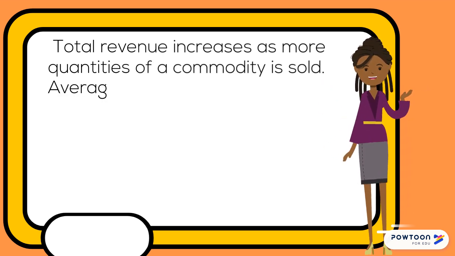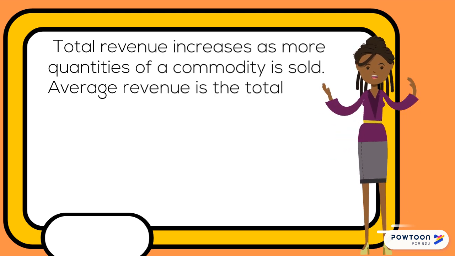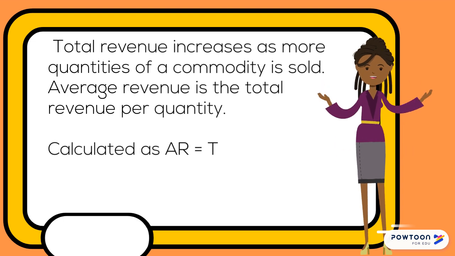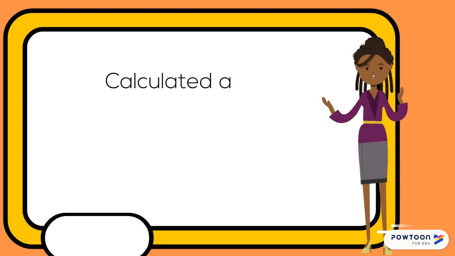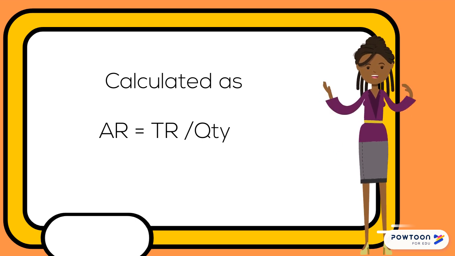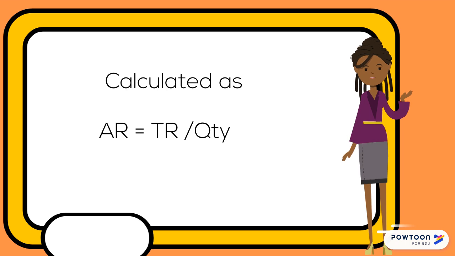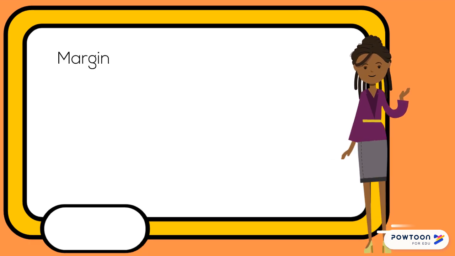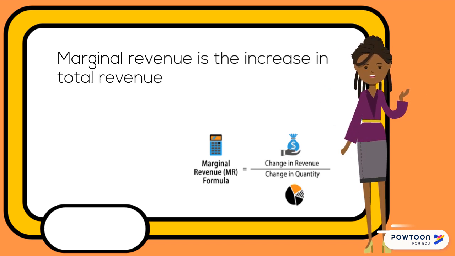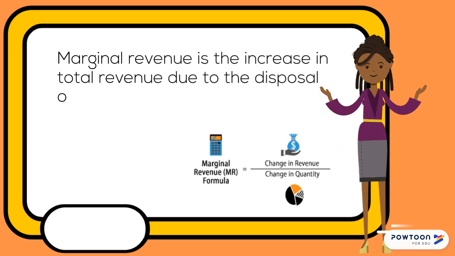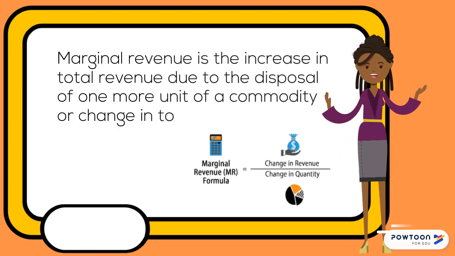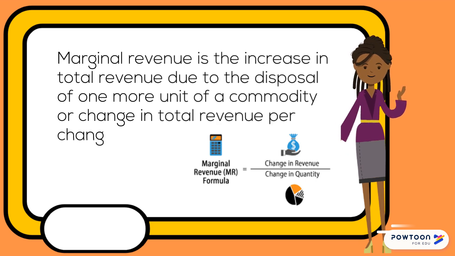Then, average revenue is the total revenue per quantity, calculated as average revenue equals total revenue divided by the quantity. Marginal revenue is the increase in total revenue due to the disposal of one more unit of a commodity, or change in total revenue per change in quantity.